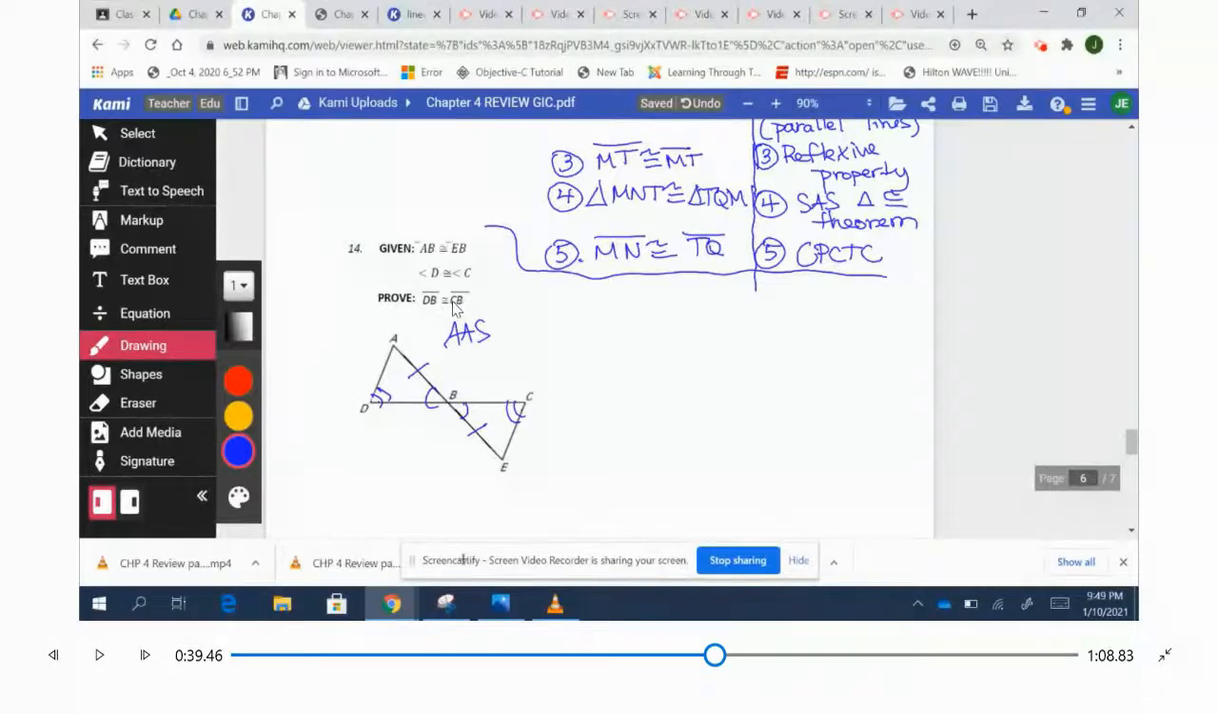Now, the trick on this one is it doesn't tell us what triangles to prove congruent. We got to figure that out for ourselves. DB and CB are sides on these two triangles. So if I get these two triangles the same, those corresponding sides will be the same. I'll get the triangles the same by angle, angle, side. So we'll go through that process.